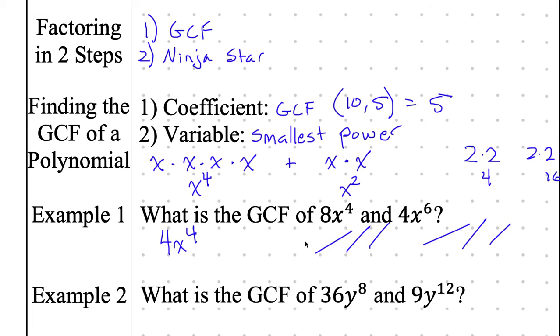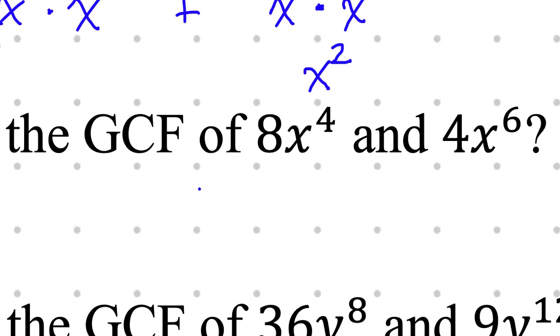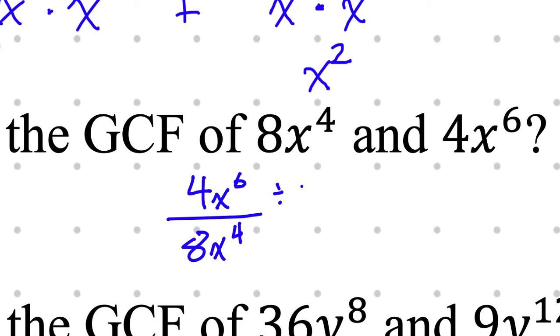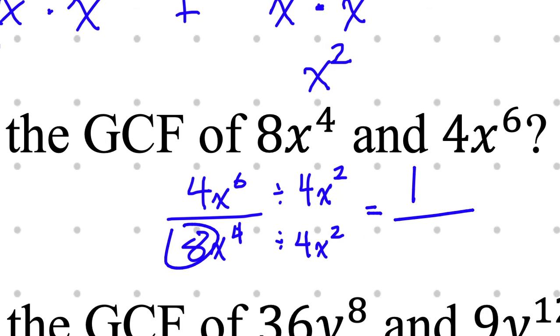So if I have, for example, let's treat this as a fraction, right? Let's zoom in here. I have 4x to the power of 6 over 8x to the power of 4. I'm going to divide the top by, let's just do 4x to the power of 2 and divide by 4x to the power of 2 and see what happens. If I divide 4 by 4, I'm left with 1, so I'll just write 1. If I divide 8 by 4, I'm left with 2. But now I have to divide these. X to the power of 6 divided by x to the power of 2.